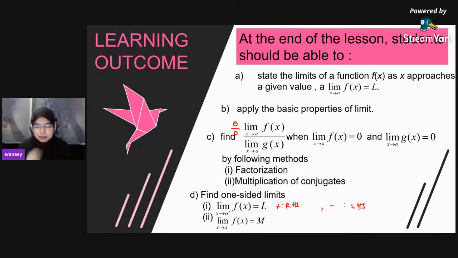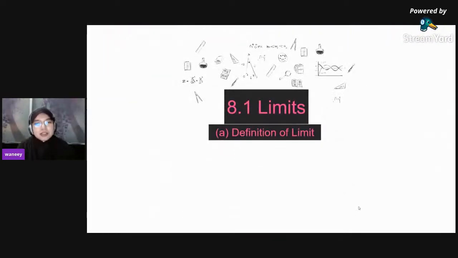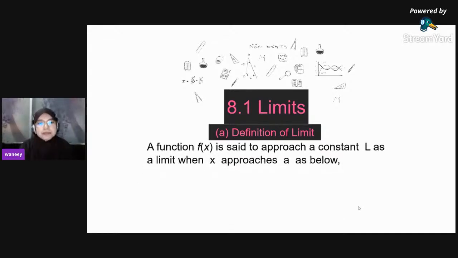So we are going to calculate that one-sided limit. Okay, so now the definition of limit. What do we mean by limit? A function f(x) is said to approach a constant L as a limit when x approaches a, as below. So the limit as x approaches a of f(x) is equal to L.